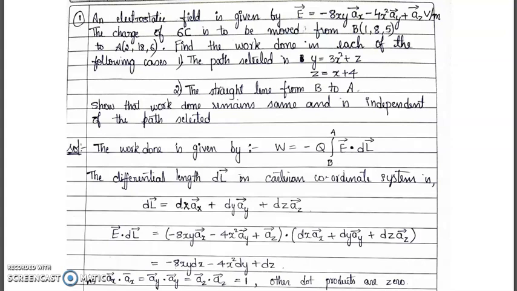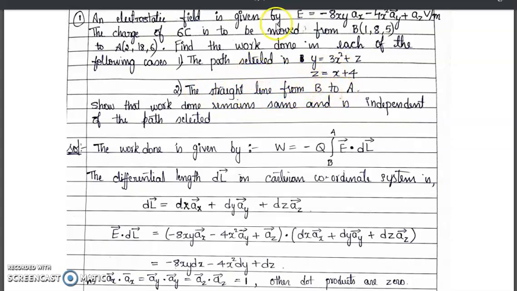And in the second case they gave the path of movement as a straight line from B to A. Next they ask to show that work done remains the same and is independent of the path selected. So we have to find the work done in the first case when the path is this one, and in the second case when the path is a straight line from B to A.